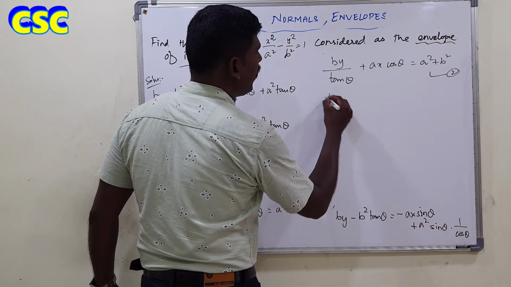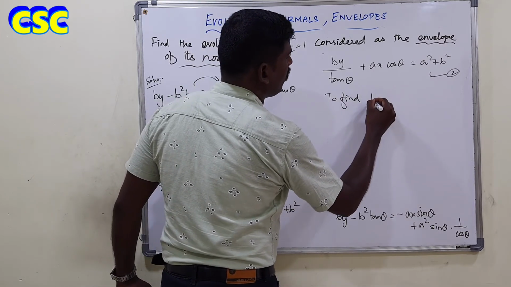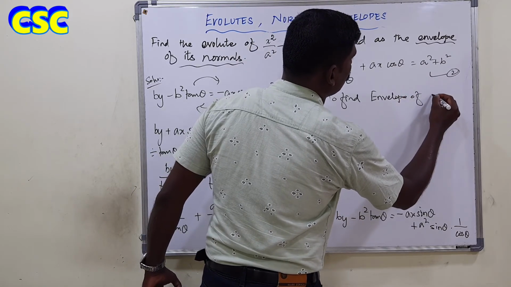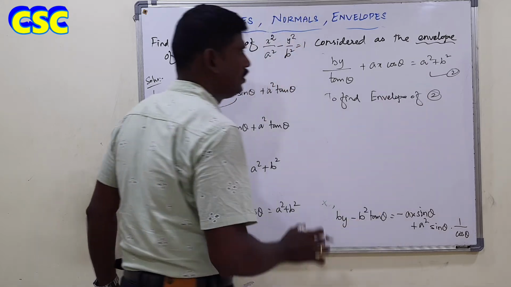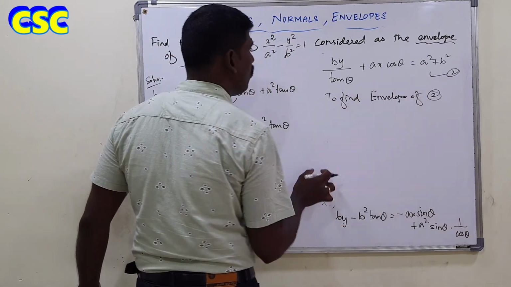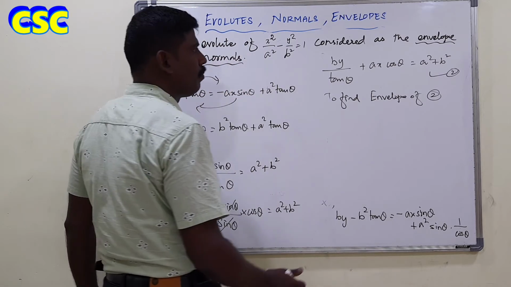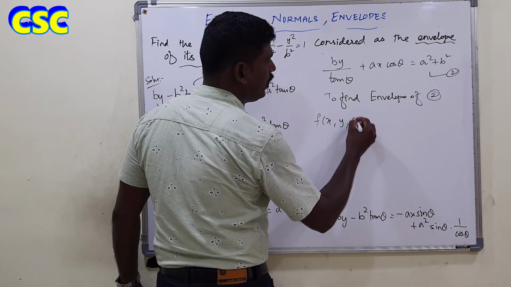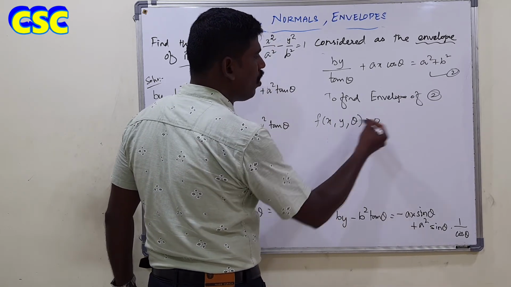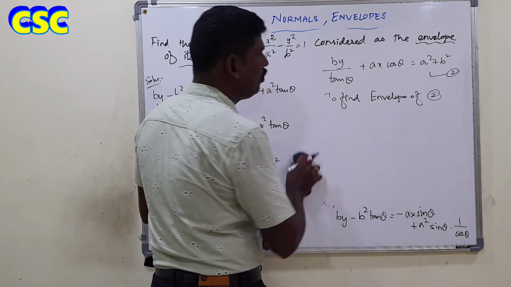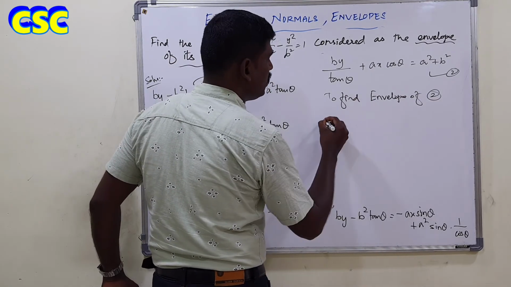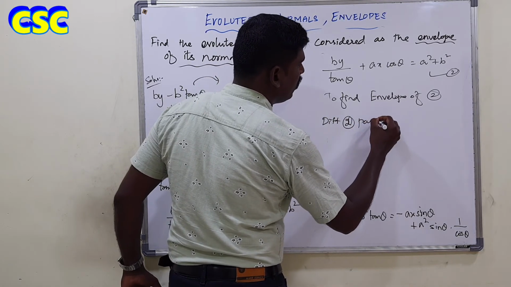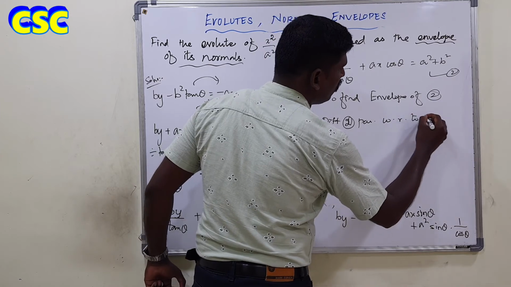Now I am going to find the envelope of 2, the envelope of the family of normals. This equation is in the form of f of x, y, theta equal to 0. We can't write it as a quadratic equation in theta, so I am going to differentiate partially with respect to theta.